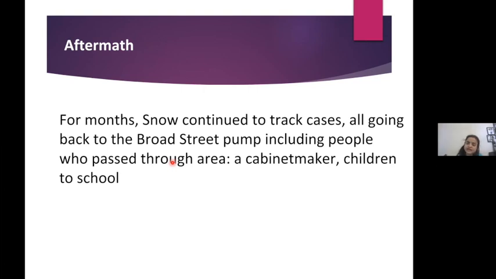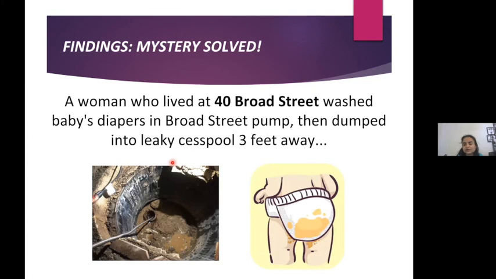For instance, there was a cabinet maker who had cholera who did not live in the area, but he passed through the area and he drank water from that pump, and he had the disease. Children going to school used the pump and they got the disease. So Jon Snow individually tracked these different cohorts of people, and he traced back the disease to the Broad Street pump. He was at it for months. And finally, he solved why this happened.